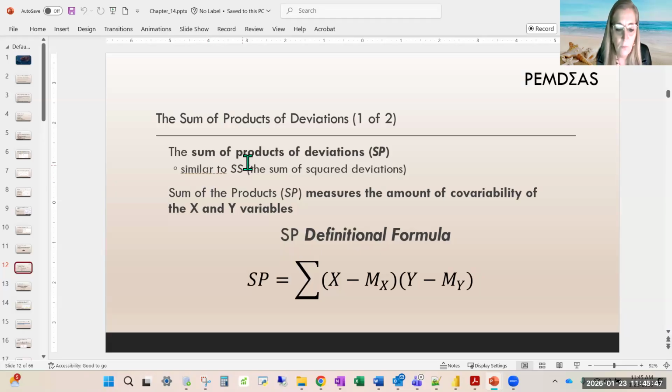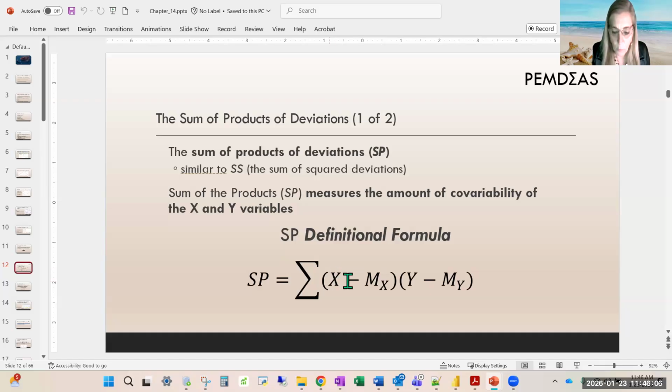Okay, so we have a new vocabulary word here. It's the sum of products of deviations. The sum of products measures the amount of covariability of the x and y variables. So what is this telling us here?